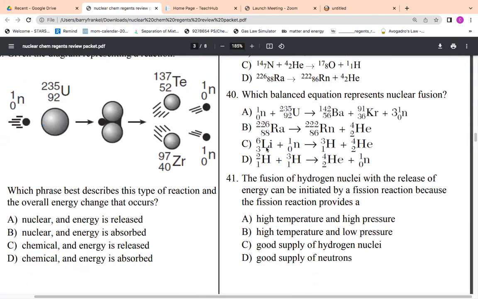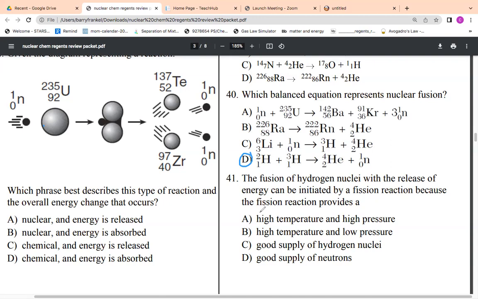40. Again, another problem like this, which balanced equation represents nuclear fusion. Again, we want to be looking for the things that are very light coming together to form one slightly heavier element. And we can see, again, this would be choice D. Again, you're really going to often see this with different versions of helium, the different isotopes of helium, hydrogen, coming together to form helium. That's usually the example that they will use, by the way, on the Regents.